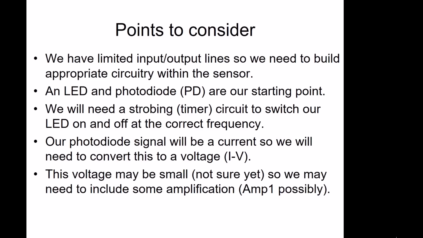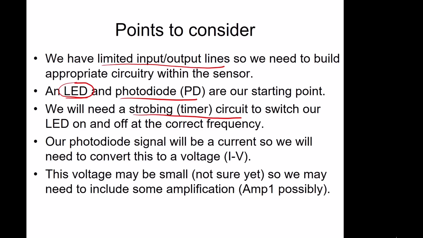So as I said, we've got limited input and output lines, so we can't use a microcontroller to do things like do a timing pulse and measure amplitudes. So we have to do all this with analog circuits. We've got an LED to produce the light and a photodiode to measure it. We need to switch this light on and off at a fairly fast frequency. So we've got a timer circuit to do that. We discussed our 555 timer in the previous video, so we can use that.